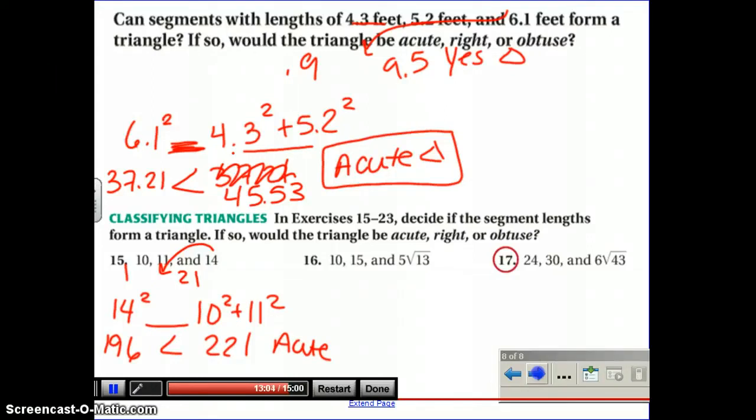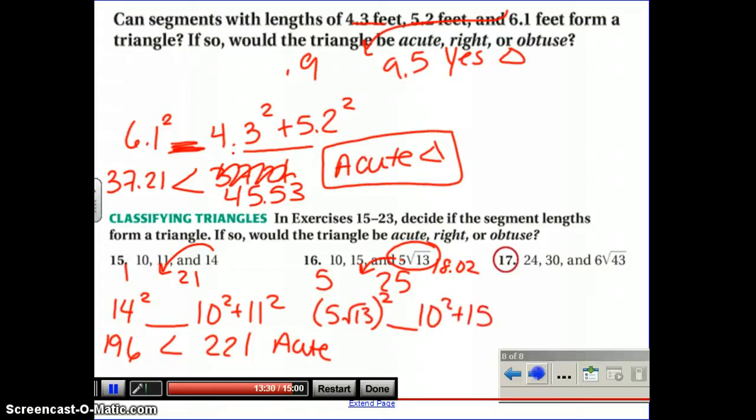Come over here. Take their difference and their sum. If you figure out the decimal of this, it's approximately 18.02. That does fall in between, so it is indeed a triangle. Now let's see. Is 5 root 13 squared, and I would use your calculator for this, greater, less, or equal to 10 squared plus 15 squared? If we do that math out, we get 325 and 325. So they're equal, so that means we have a right triangle.